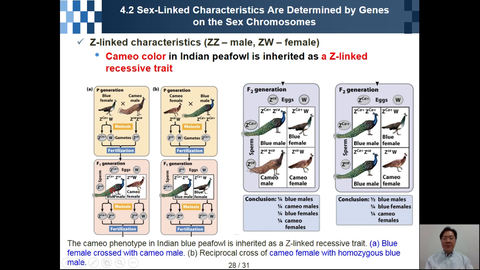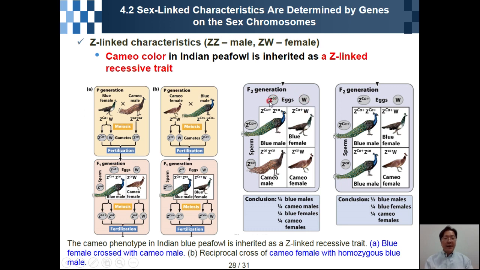So after meiosis, this male makes ZCA plus and ZCA. How about the female? The female makes ZCA and W. So this is a Punnett square, okay? Punnett square like this in the F2 generation. So the sperm will be ZCA plus and ZCA, like this, okay? How about the egg? The egg will have ZCA or W.